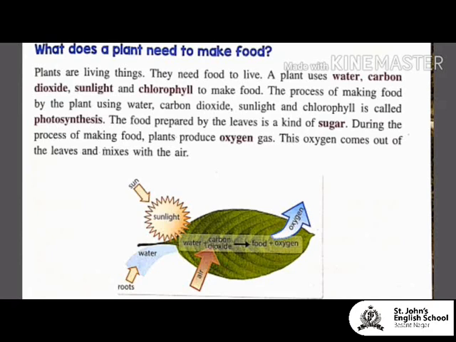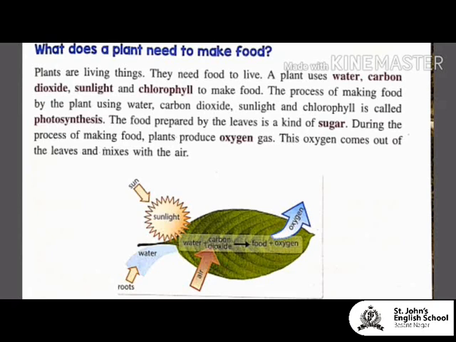We'll move on to photosynthesis now. So what is photosynthesis? The process of making food by the plant using water, carbon dioxide, sunlight and chlorophyll is called photosynthesis. Do you know photosynthesis comes from two words? We can split the word photosynthesis into two, photo and synthesis. Photo means light, synthesis means put together or make something. So with the help of light, the chlorophyll present in the leaves, with the help of water and carbon dioxide, puts together all the things and prepares food.